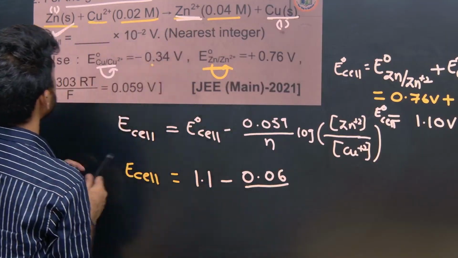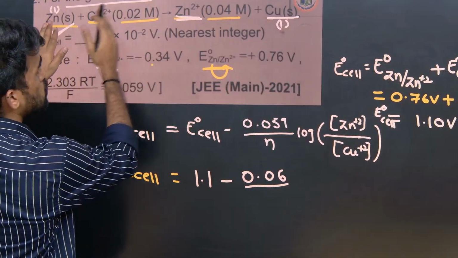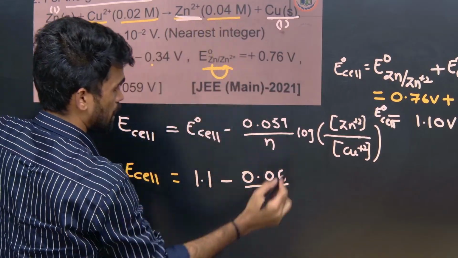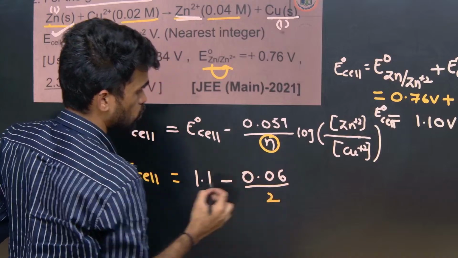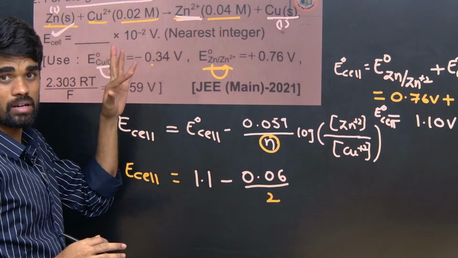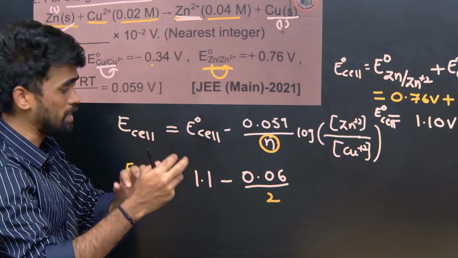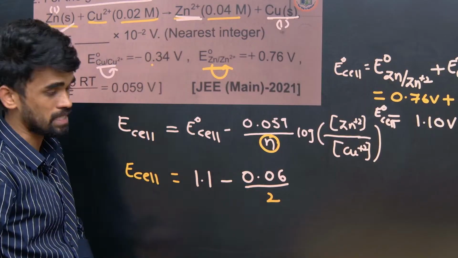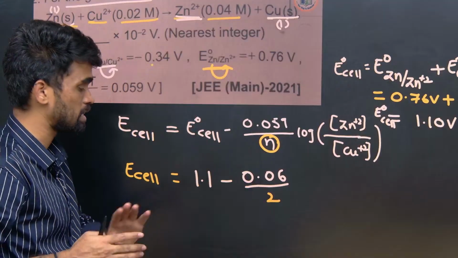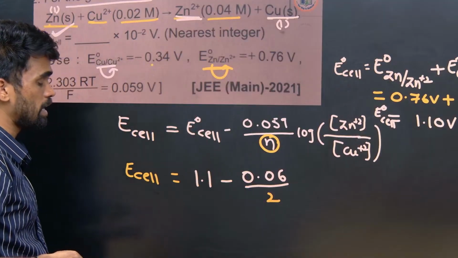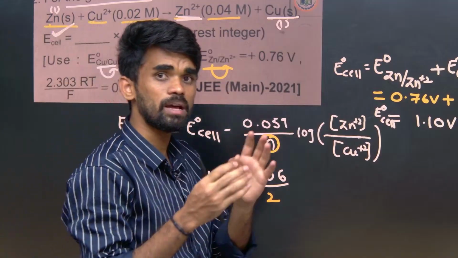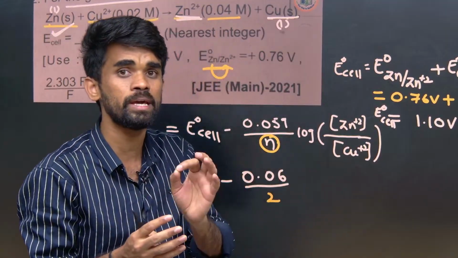How many electrons are changing here? Zinc is losing 2 electrons and copper is gaining 2 electrons, so the n value here is 2. If they are different numbers, say losing 2 and gaining 3 electrons, just multiply them and you will get the n value as 6. Here the number of electrons is the same, so take that number. In a redox reaction, the number of gained electrons and lost electrons should always be equal.